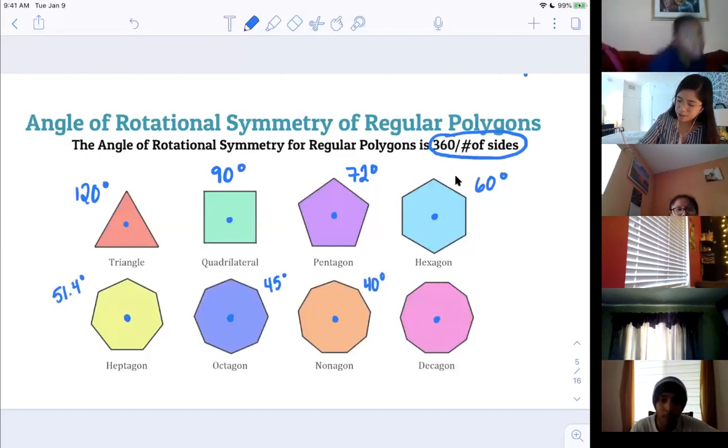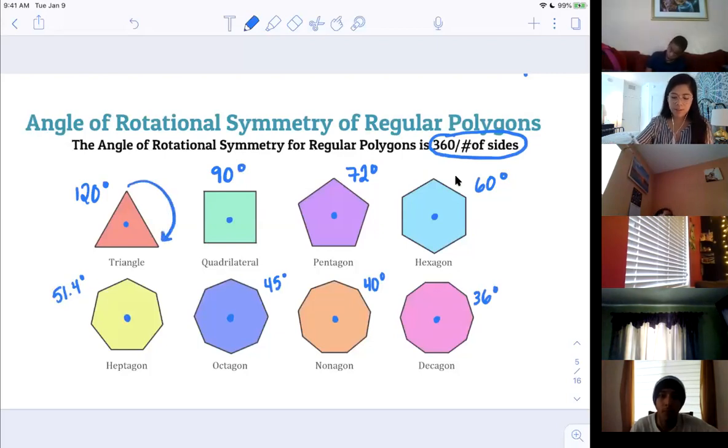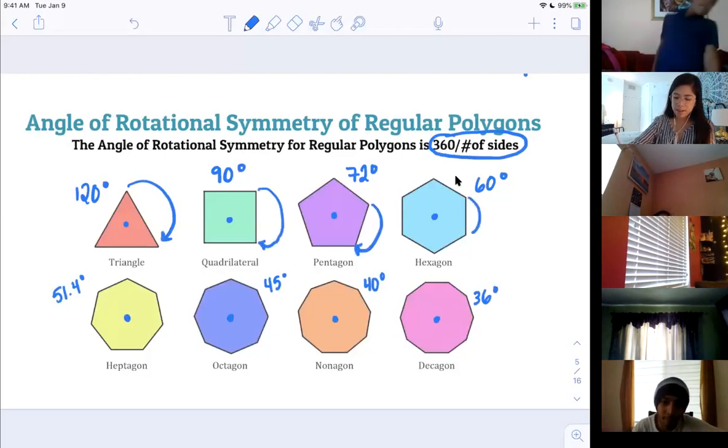36, yeah. All right, so notice that as you add sides, so the more sides its shape has, what happens to the angle of symmetrical rotation? It decreases, exactly. So a triangle has to go all this way just to line up with itself. A square only has to go 90 degrees. A pentagon, it keeps getting smaller and smaller.